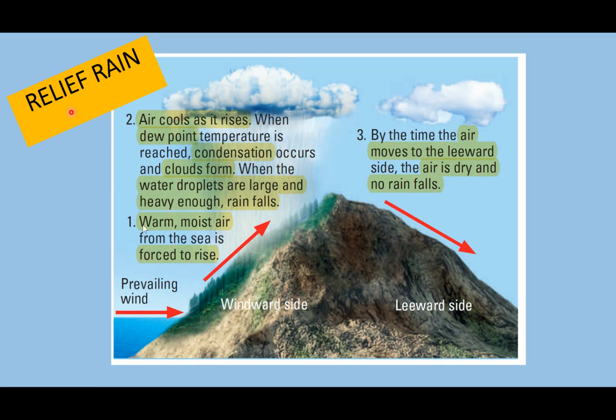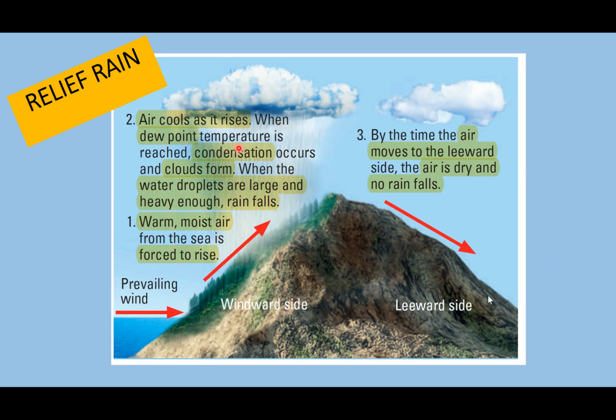Relief rain. Relief rain usually occurs in mountain areas. Step 1. Warm, moist air from the sea is forced to rise because it is blocked by the mountain. Number 2. Air cools as it rises.